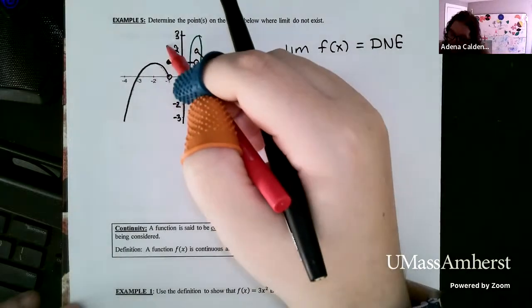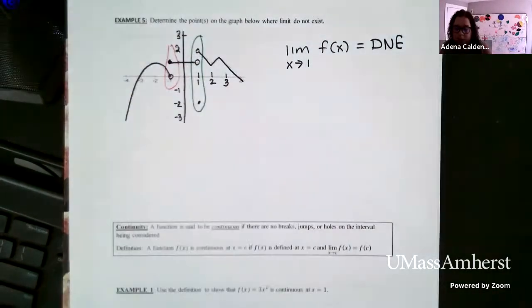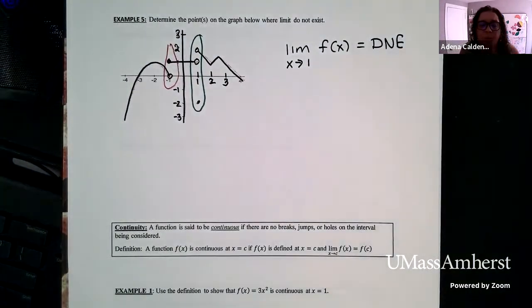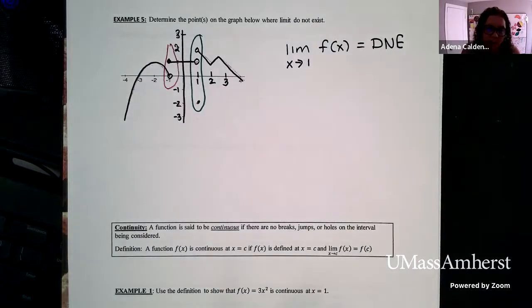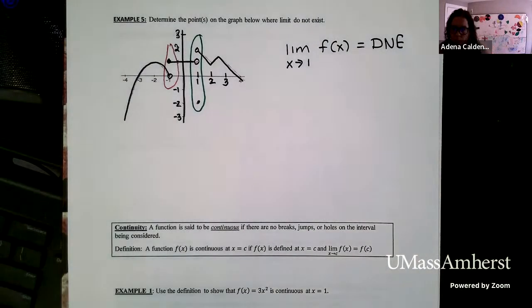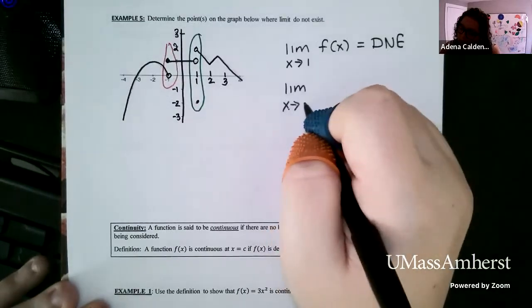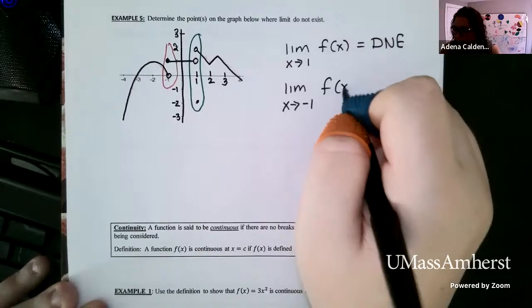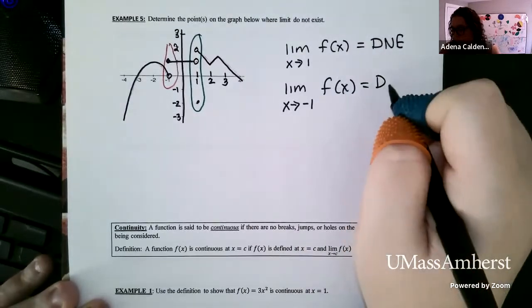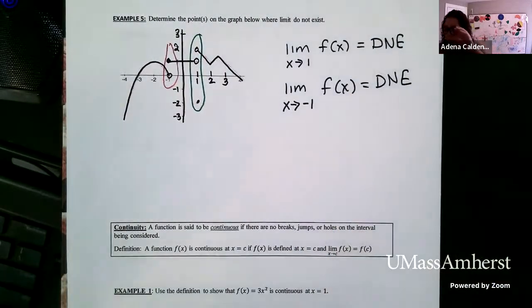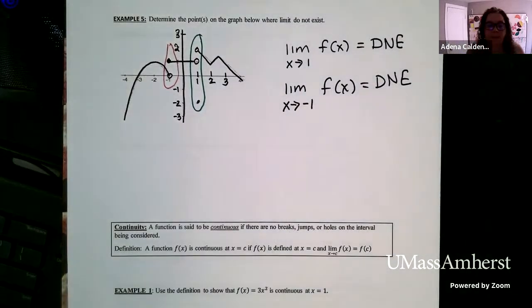That also happens over here at -1. So at -1, the limit from the left is just about 0, and the limit from the right looks like it's about 1. So again, the limit as x goes to -1 does not exist. So these are the two places on this graph where we can see that the limit's not going to exist.